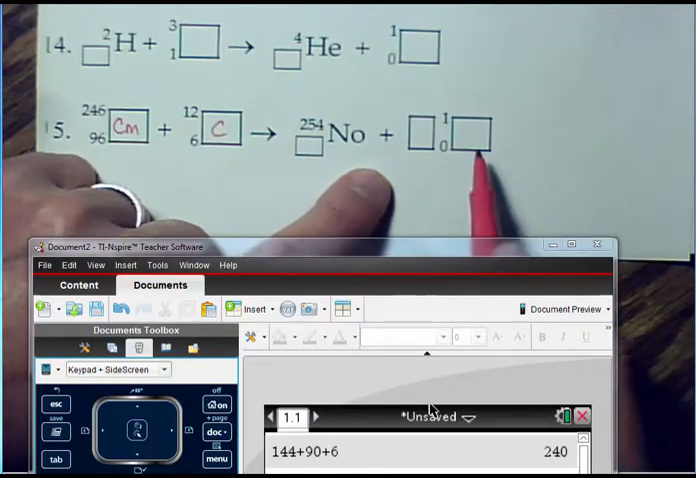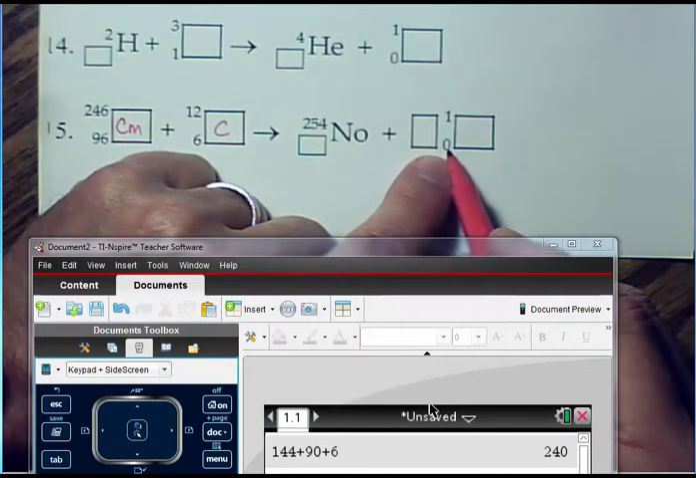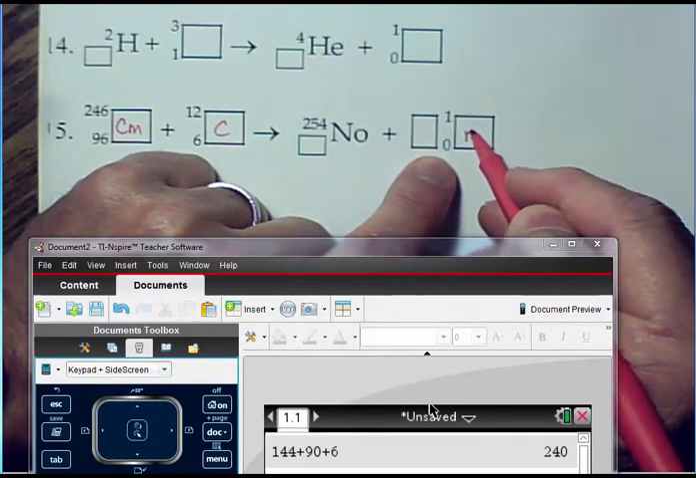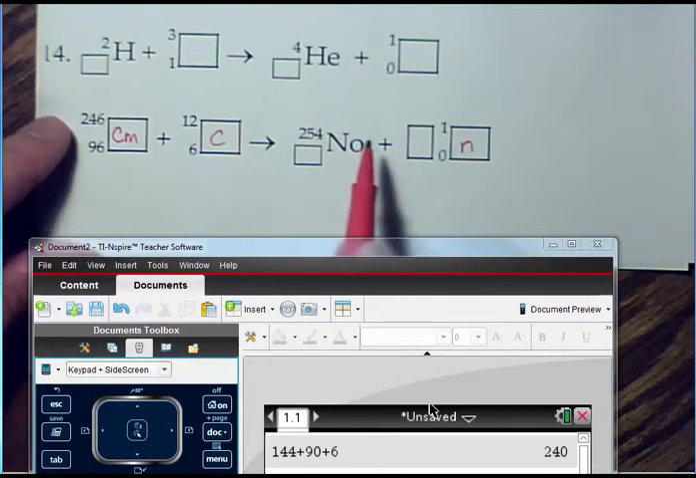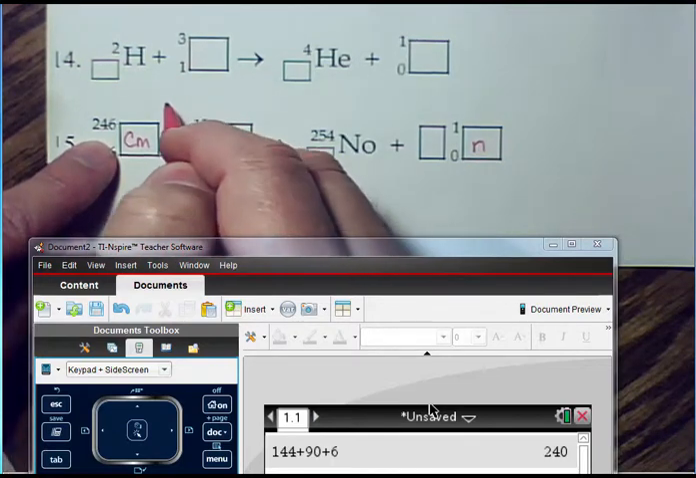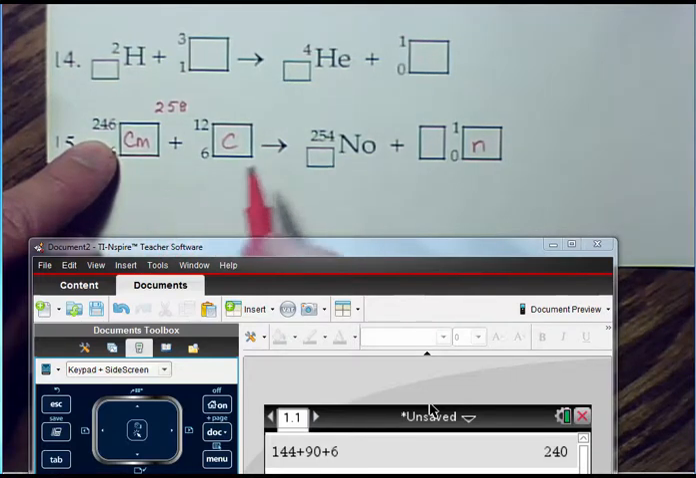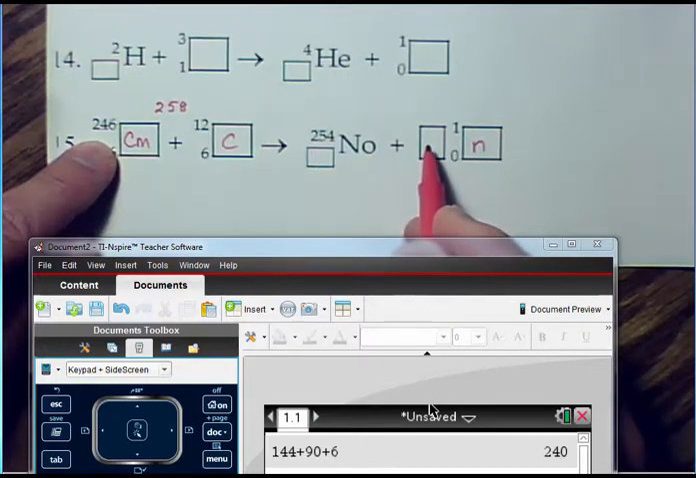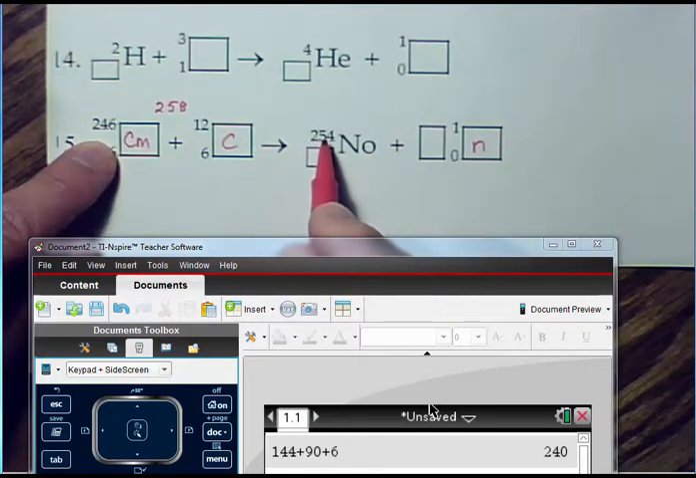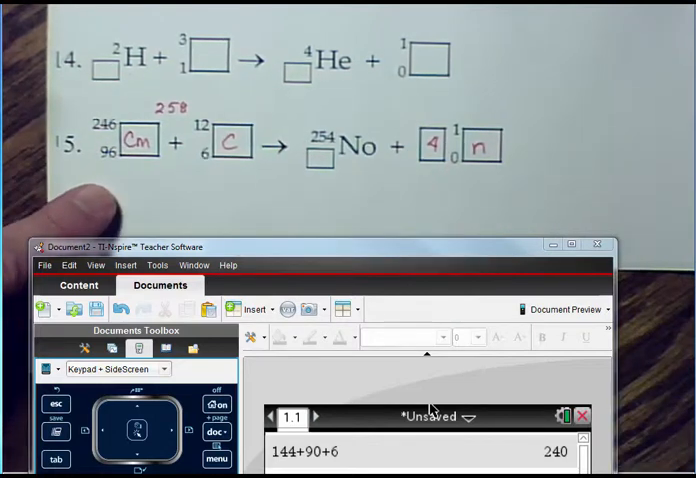Okay? All right. What particle has an atomic mass of 1 and atomic number of 0? Neutrons. Okay. Now we need to figure out from the mass up here what number goes down here. We've got 246 and 12. That comes out to be a total of 258. Okay? I've got 254 here. How do I get a mass of 4 AMU on this side in addition to this 254 so I can have 258? A 4 in front of the neutron. Now we'll have 258 on both sides.